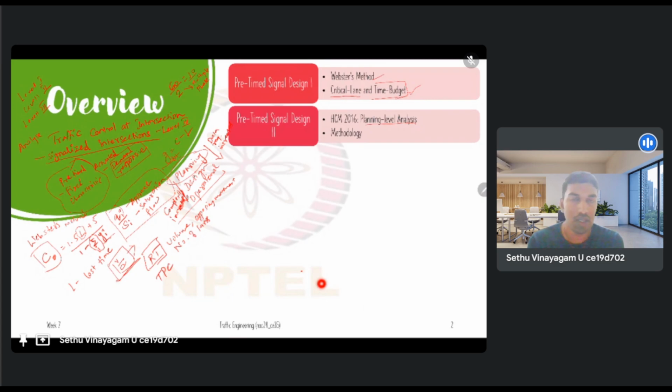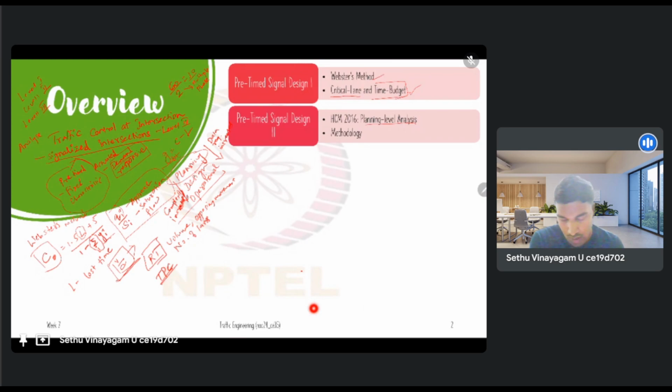Therefore, we have to convert all these different movements into single through passenger car equivalent movements, right? And also we have different kinds of vehicles, like heavy vehicles and recreational vehicles. We have to convert all of them into through passenger car equivalents for our analysis.